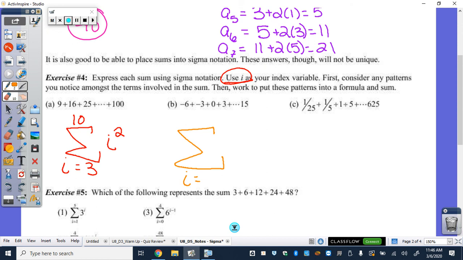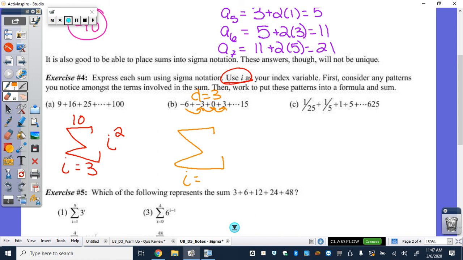Okay, letter B. We got -6, -3, 0, 3, ... 15. Again, more than one equation here. Anybody noticing any kind of a pattern? Adding 3. So that tells us it's kind of looking like what kind of a sequence? Kind of looking like an arithmetic. So we can use that to help us figure out our formula.